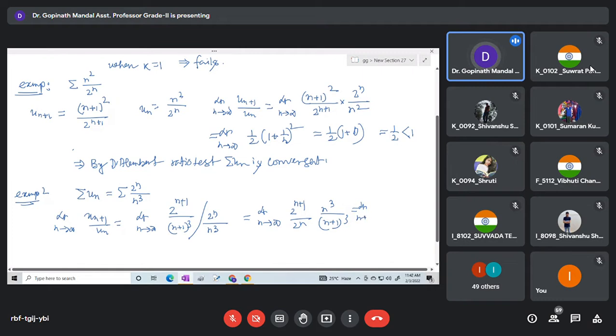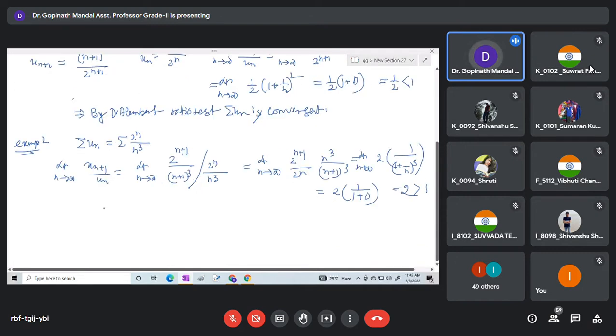Limit as n tends to infinity, 2 into 1 by (1 plus 1 by n) cube. So the limit is 2 by (1 plus 0). So the limit is 2, which is greater than 1. So greater than 1 means we can say that by D'Alembert's ratio test this series is divergent.